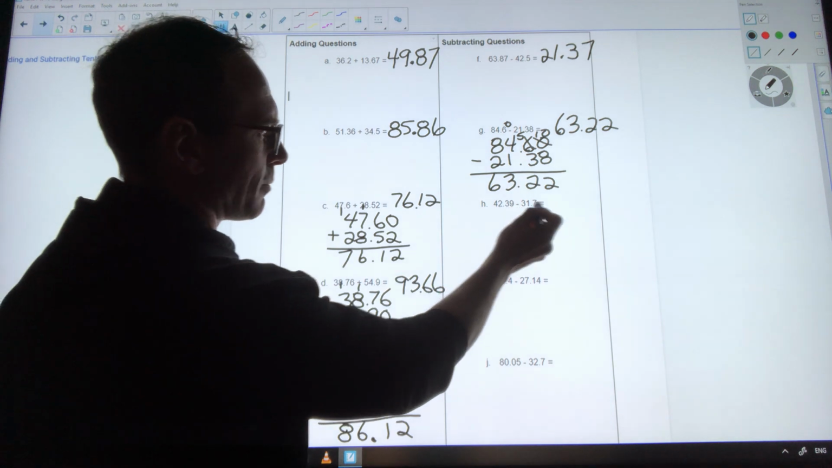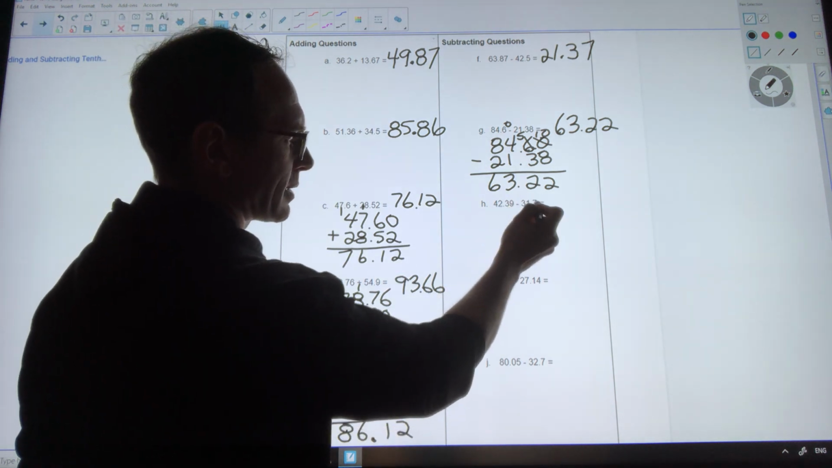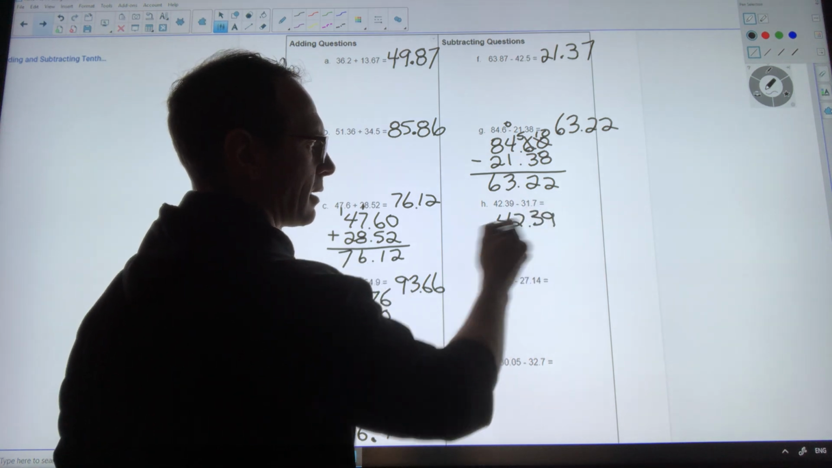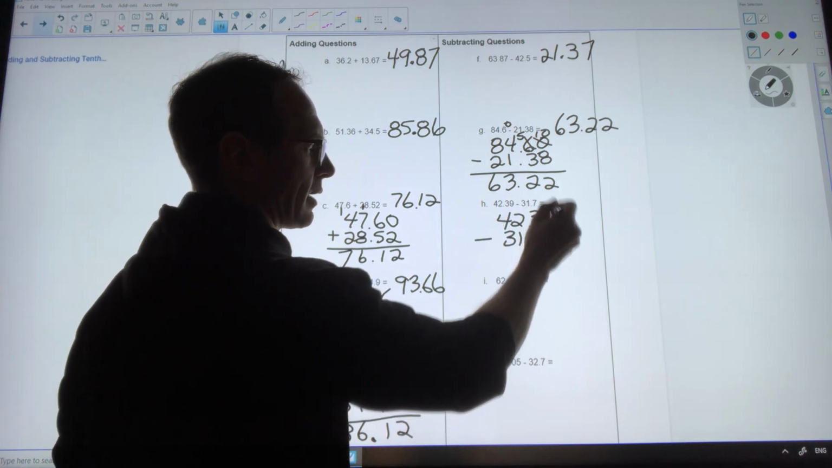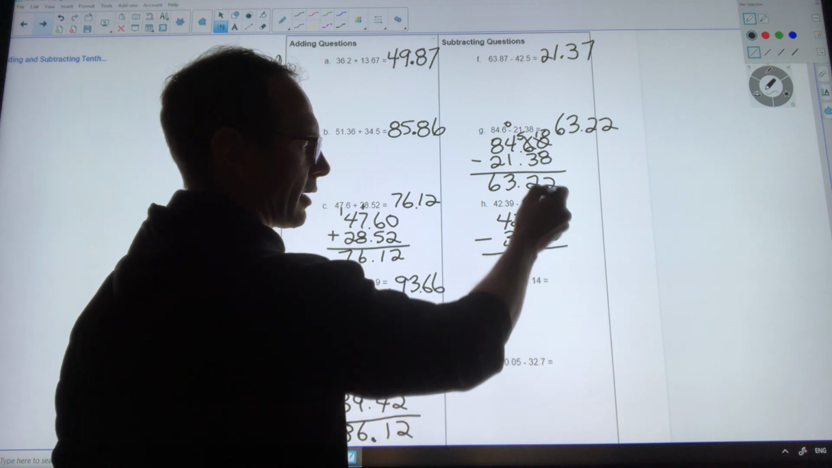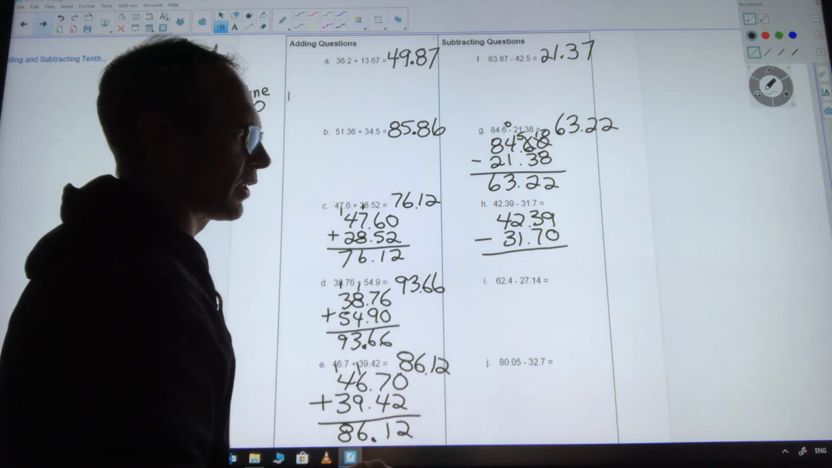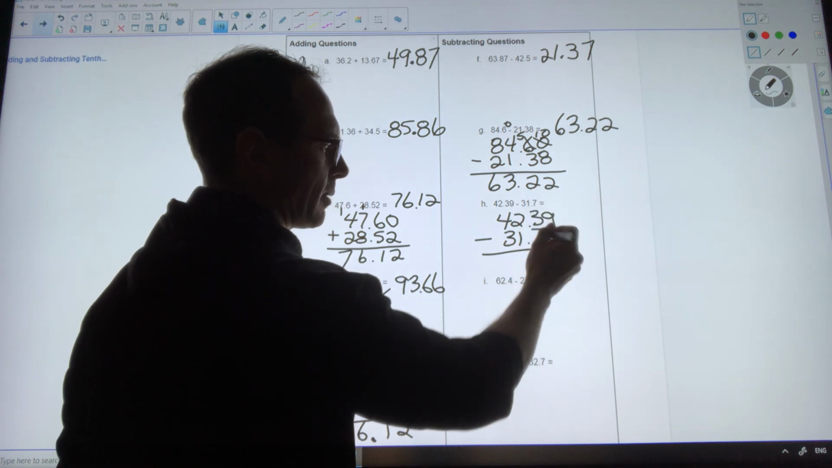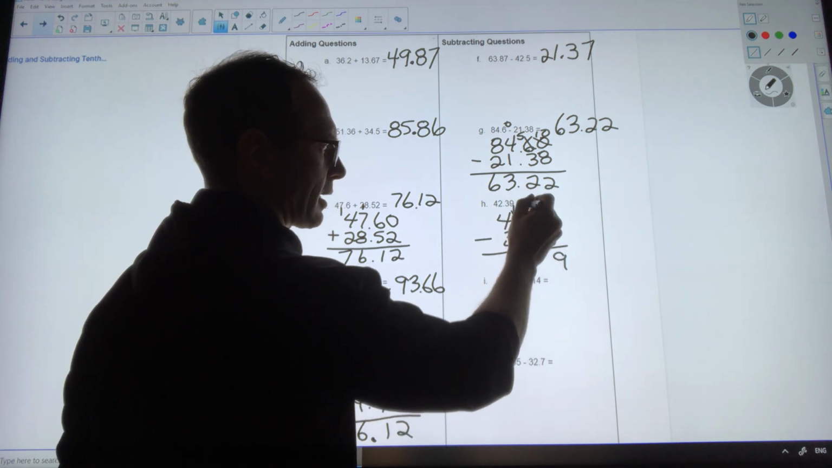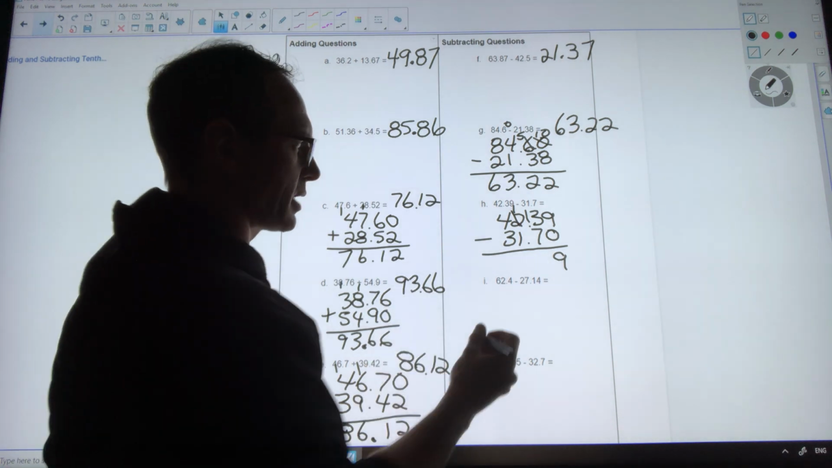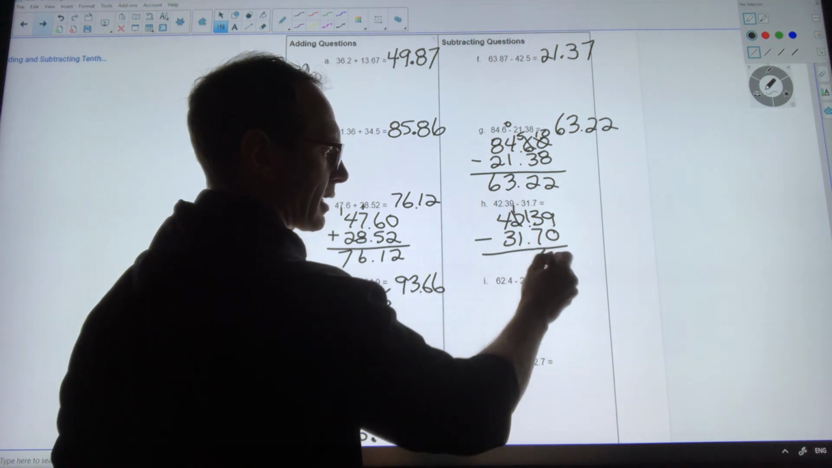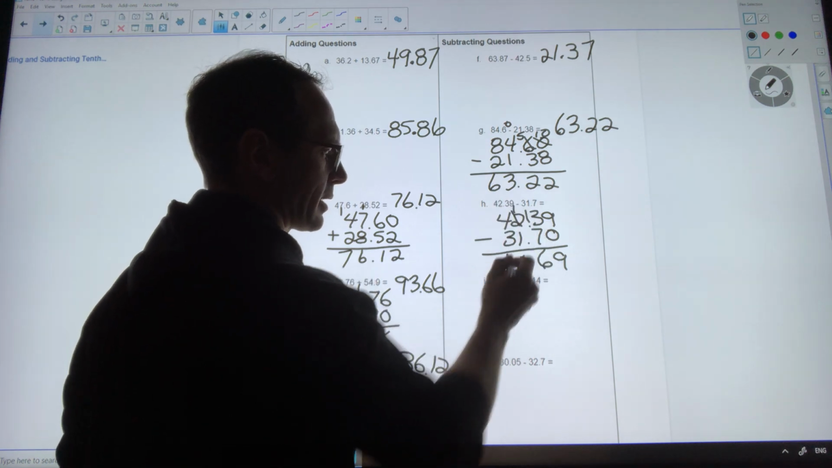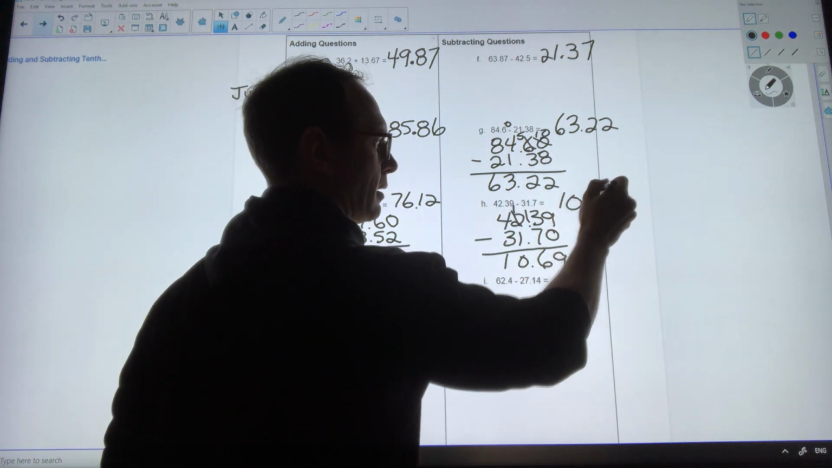This one here, it looks like I'm going to have more borrowing to do, because I have 3 tenths minus 7 tenths. So I'm going to, once again, stack that. 1.7. I'm going to put a 0 in here as a place filler in the hundredths place. 9 minus 0 is 9. 3 minus 7 I can't do, so I'm going to have to borrow. 13 minus 7 is 6. Put my decimal in. 1 minus 1 is 0. And 40 minus 30 is 10. 10.69.